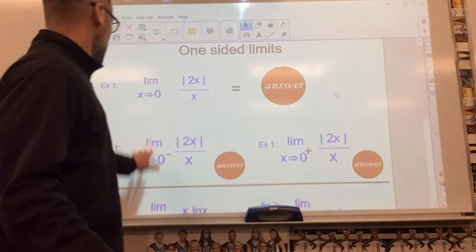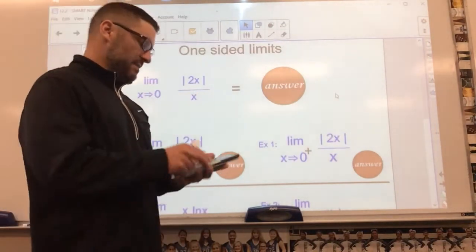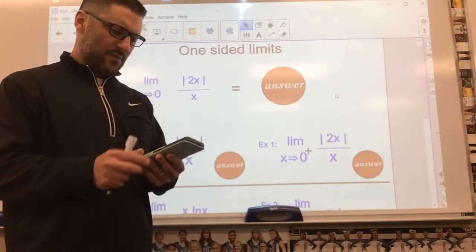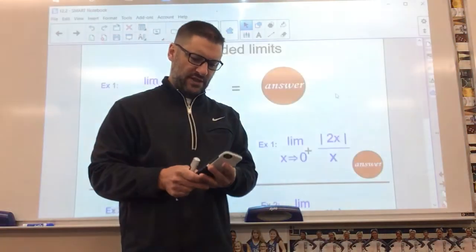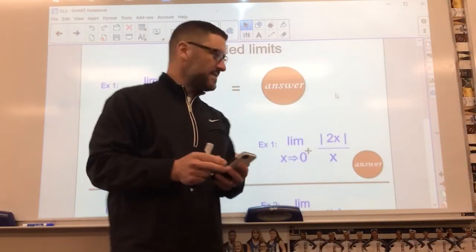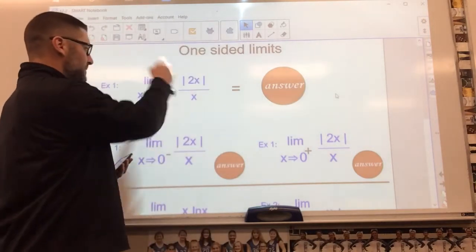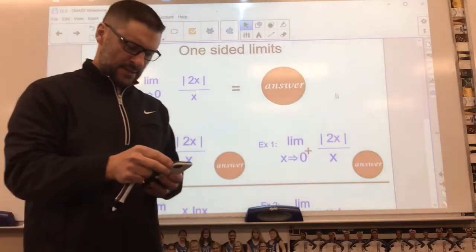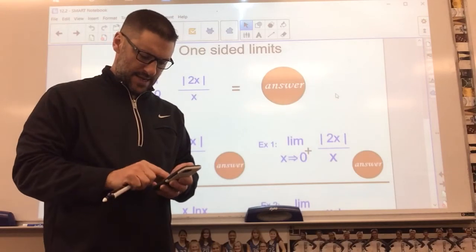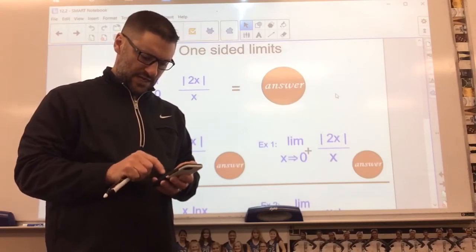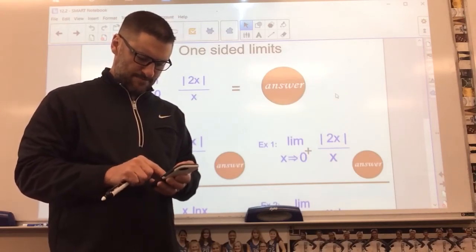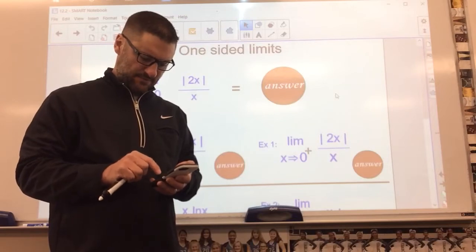So I'm going to start with this one. I'm going to plug it in on Desmos here. I think Desmos is a good place to plug this one in. So go ahead and take Desmos and plug in the absolute value of 2x divided by x.